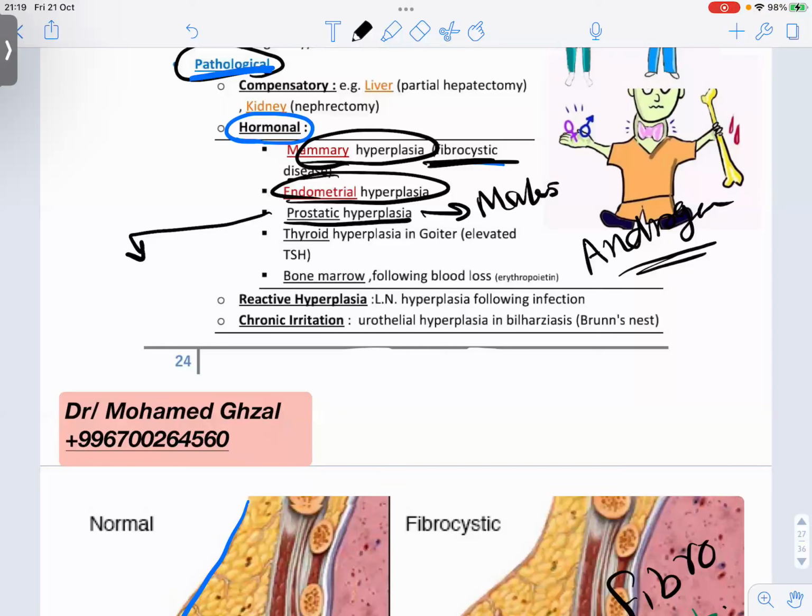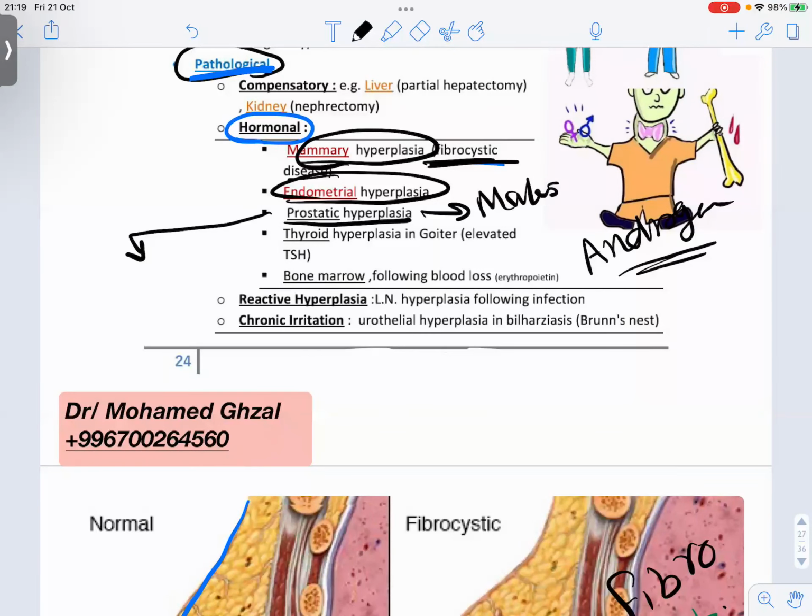That's why prostatic cancer is more common in young age, not in old age, because in young age they have a lot of androgen. So androgen can cause a lot of hyperplasia inside the prostate, but the old age don't have a lot of androgen, so they cannot get prostatic cancer.